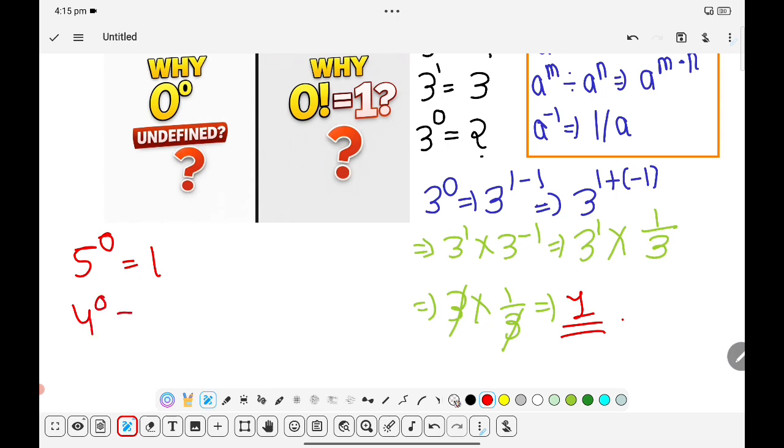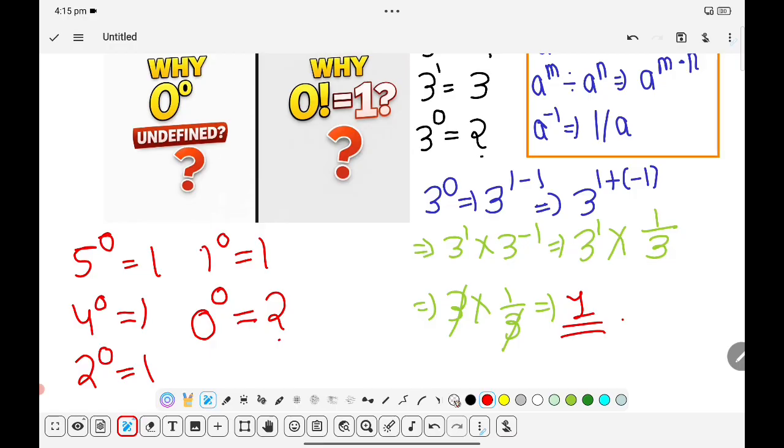4 to the power 0 is 1. 2 to the power 0 is 1. 1 to the power 0 is 1. But now the question arises, what is 0 to the power 0? Now what will its answer be? So now let's get to it.